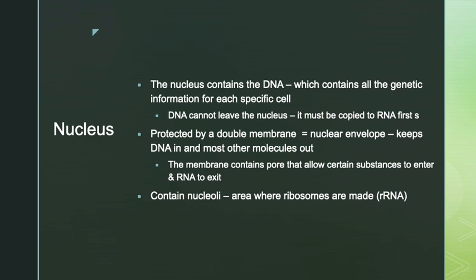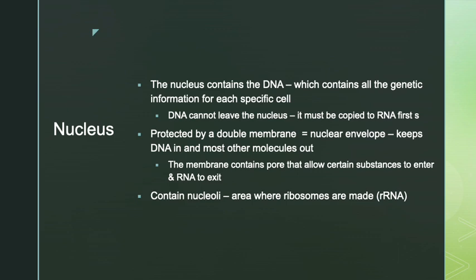And finally, let's look at our nucleus. The nucleus is mainly that dark staining center of our cell. It contains the DNA, which is all of that genetic information for that cell to be able to do its job. DNA cannot leave the nucleus and has to be copied to RNA first. So we'll talk about that in the second lecture for chapter 3 in a different video.